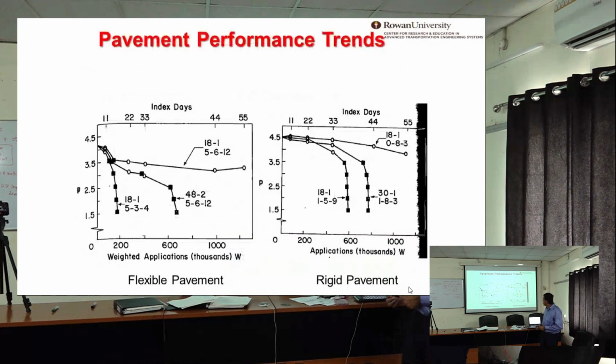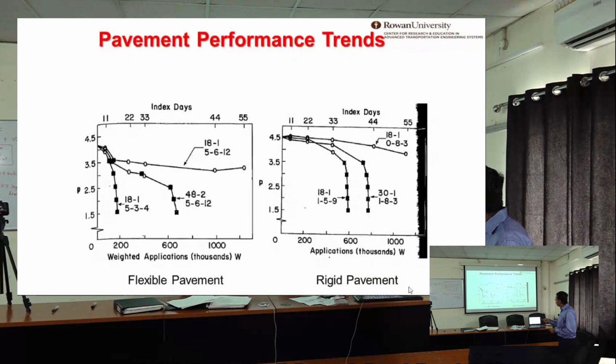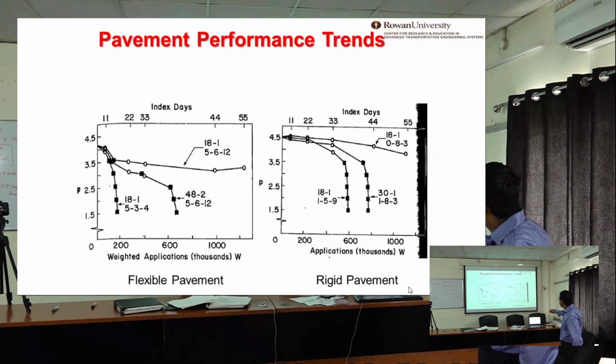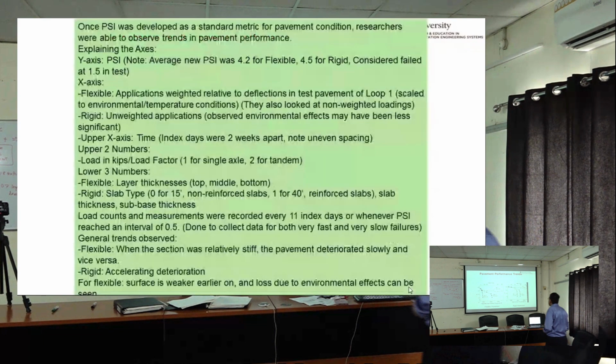The index values are explained later. So this is the flexible pavement. You started from 4.5, and you have 18 kip single axles, 48 kip, I think this is tandem axles, and I'm going to get to this 5, 6, 12. I don't remember offhand, but it's in the next slide. And then you have rigid pavements. You see the drop in the yes.